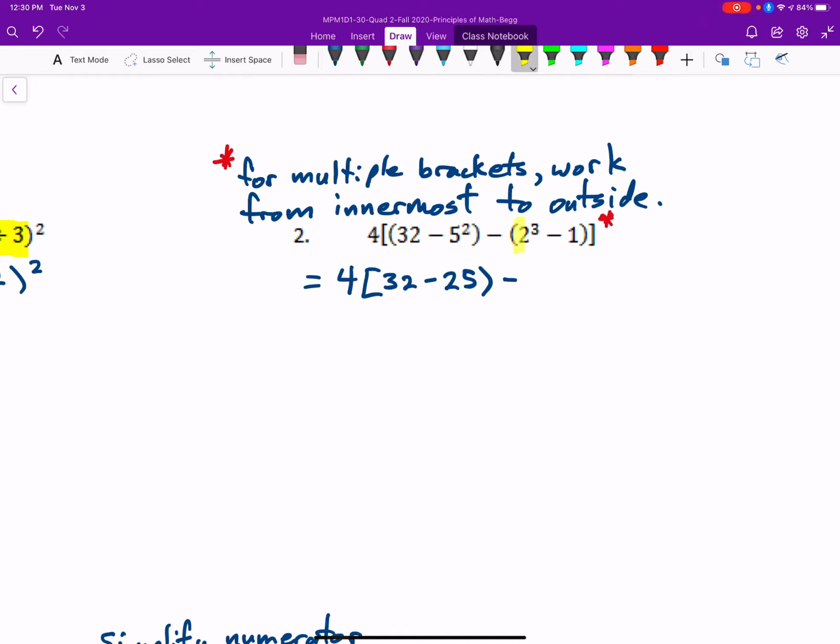Likewise, in these brackets, I've got a cubed and a minus 1. The exponent comes first, so 2 cubed is equal to 8, but I'm still writing down the minus 1. I'm still writing down the square bracket.